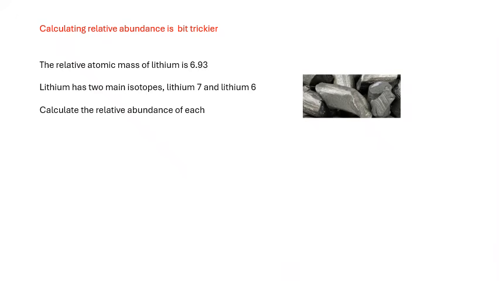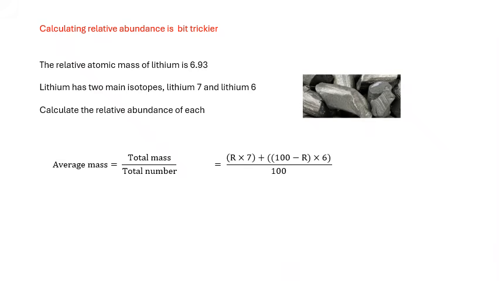Let's have a go. So the average mass is the total mass divided by the total number. Okay, we'll say that the total number is 100 because then it's all percentages. Yes, out of 100. That's what percentage means. So this time, the relative abundance of lithium-7, I'm going to call that R. And then the relative abundance of lithium-6, that's going to be 100 minus R, isn't it? So that's 100 minus R, because it's out of 100.